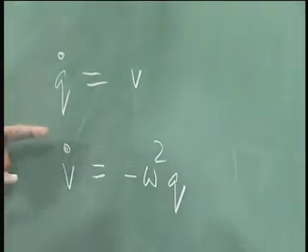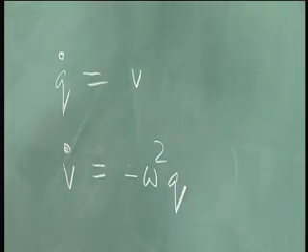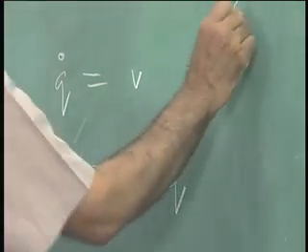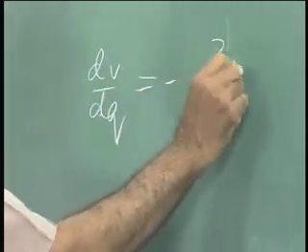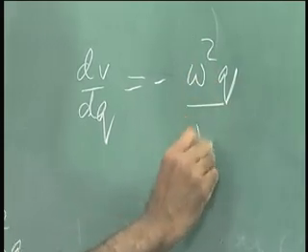We have to take these two equations, find out what the slope of the phase trajectory is like and then integrate it. So I divide one equation by the other and I get dV over dq equal to minus omega squared q over V.